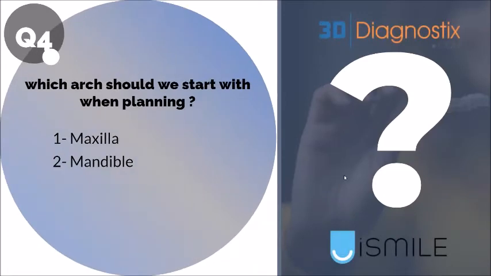So here's a question. Which arch should we start with when planning? What do you think, the maxilla or the mandible?